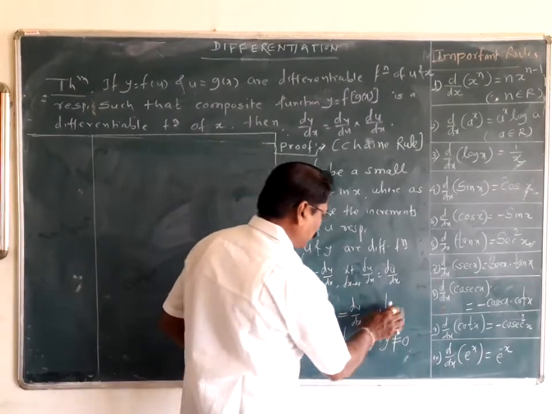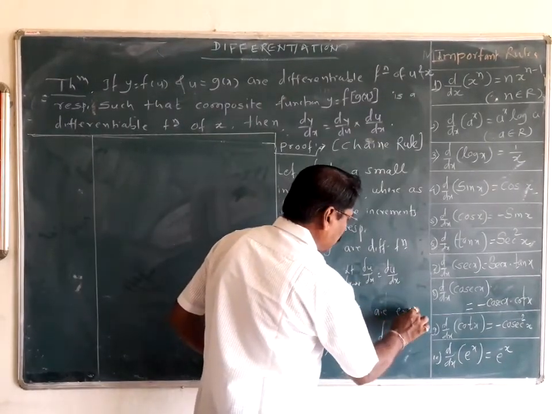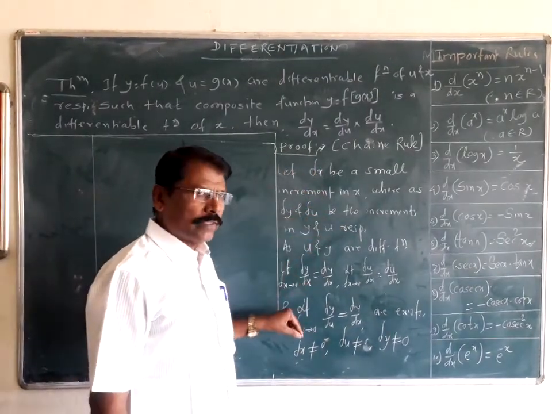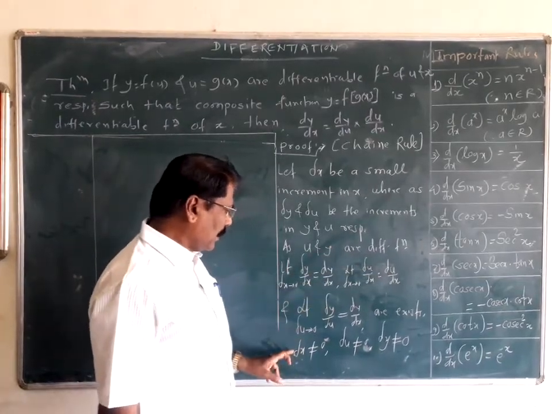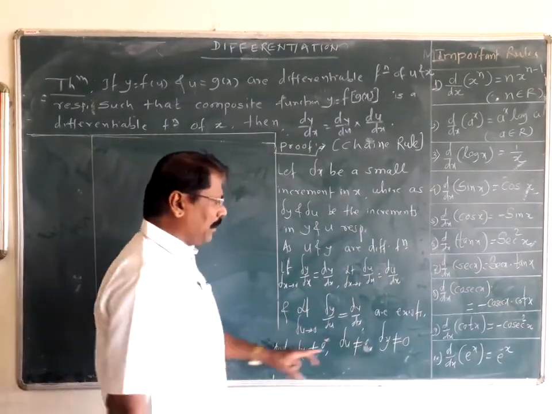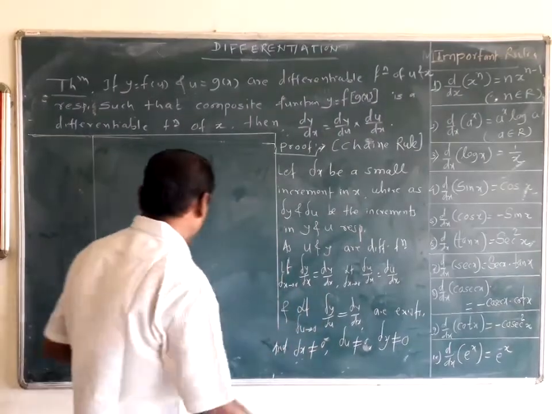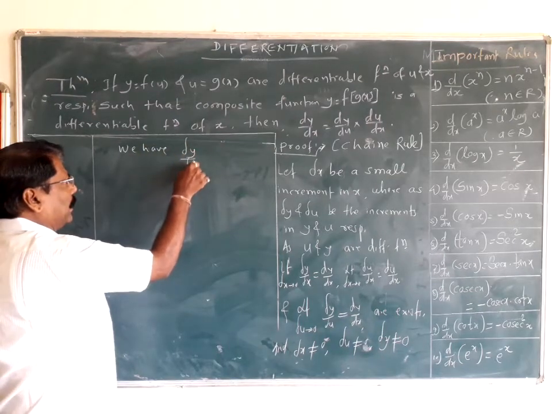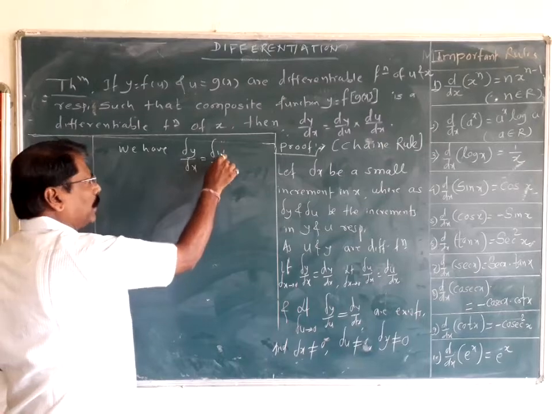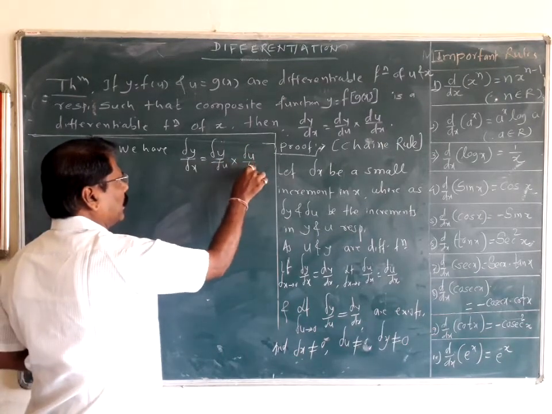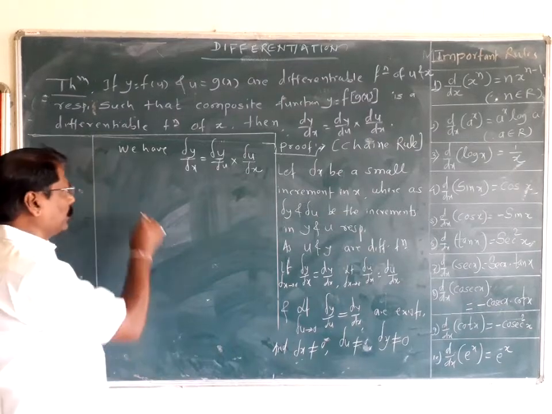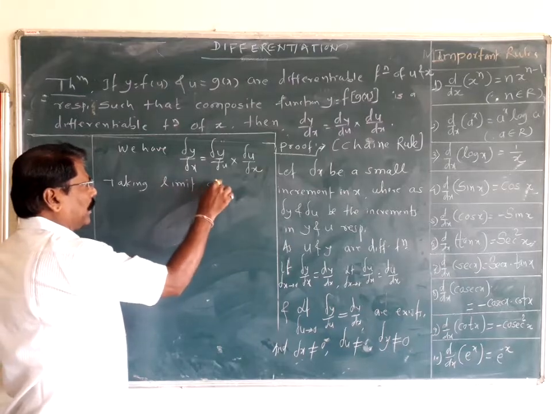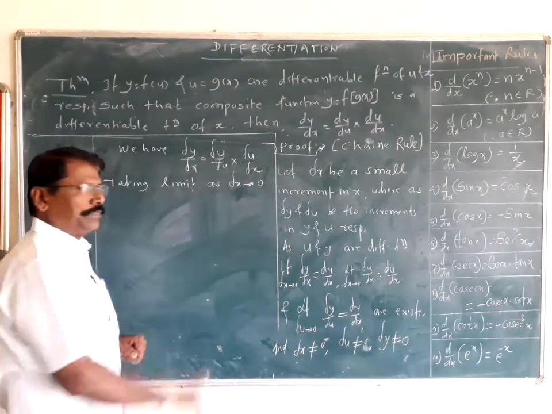These limits all exist because y and u are differentiable functions, therefore these limits exist and none of them is equal to 0. Now we have delta y by delta x is delta y by delta u into delta u by delta x. Very simple algebra. Taking limit as delta x tends to 0.